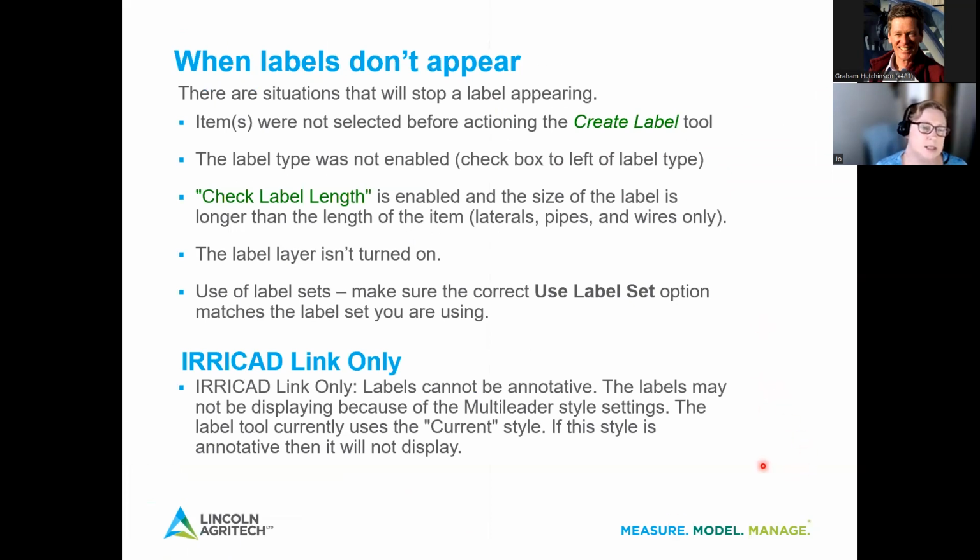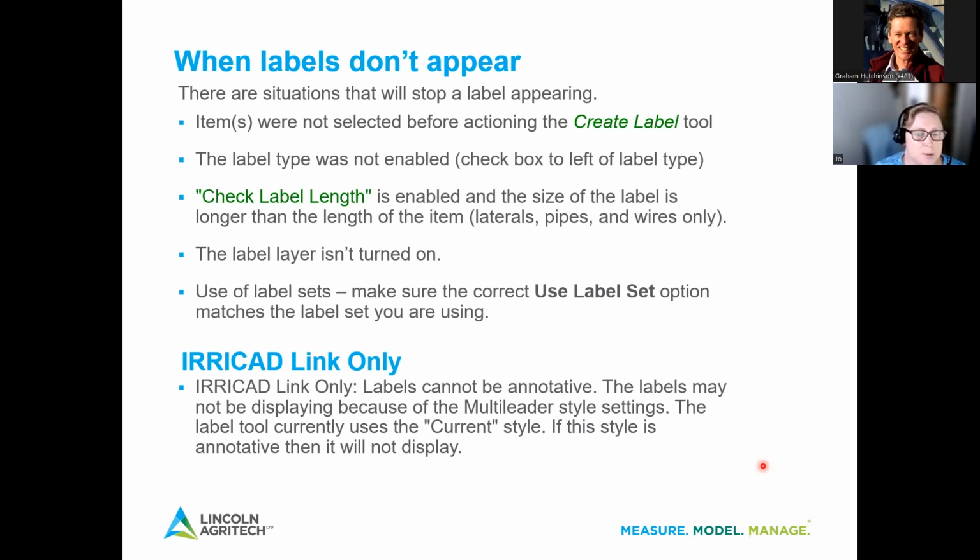There are some situations where labels might not appear on the screen, and the most common causes are that the items were not selected before actioning the Create Label tool, or that the label type was not enabled, which is that checkbox in the label settings for each type of item that you want to label.